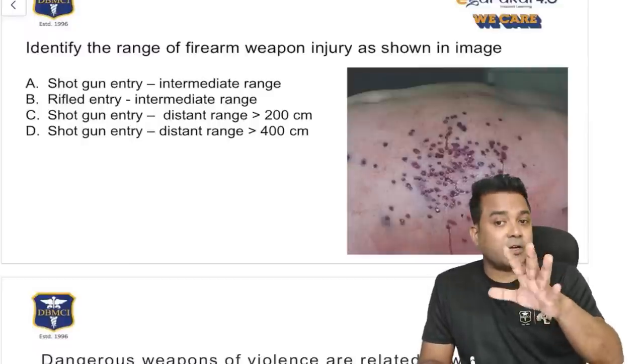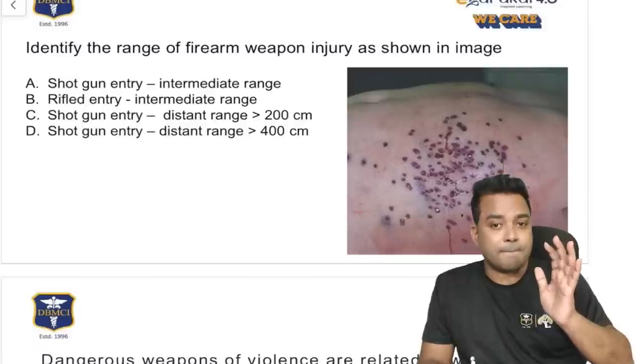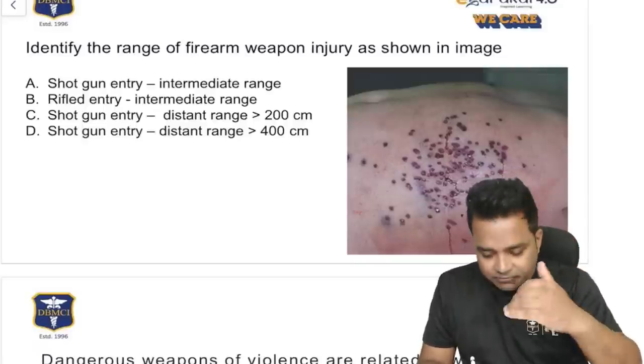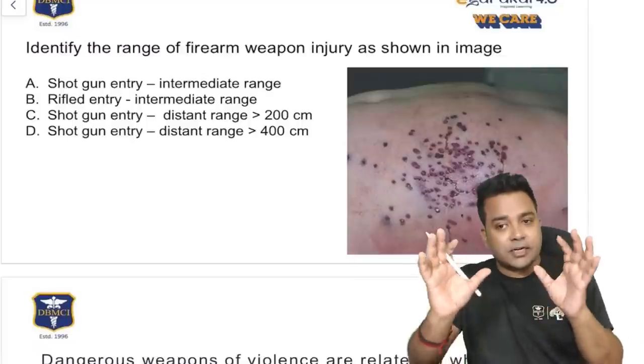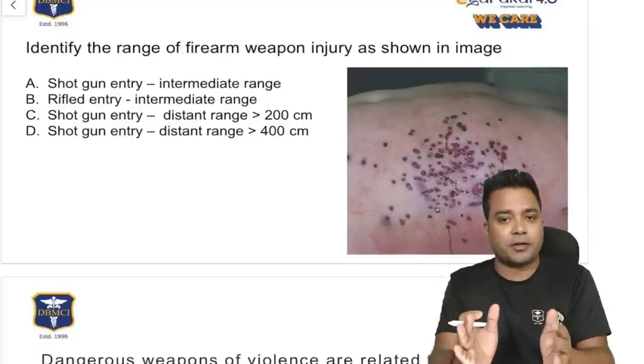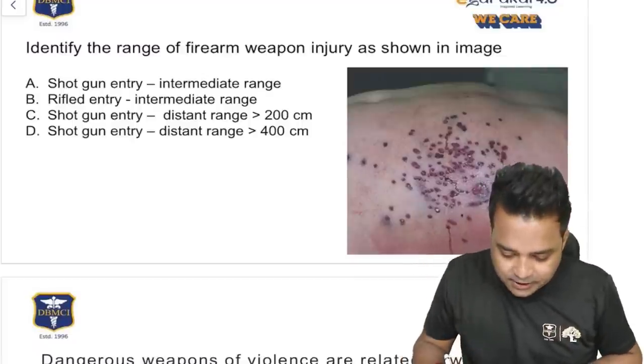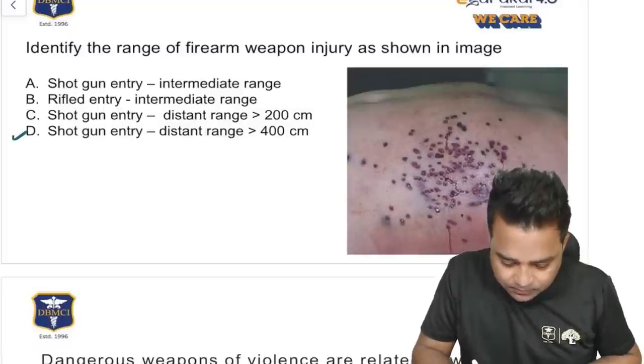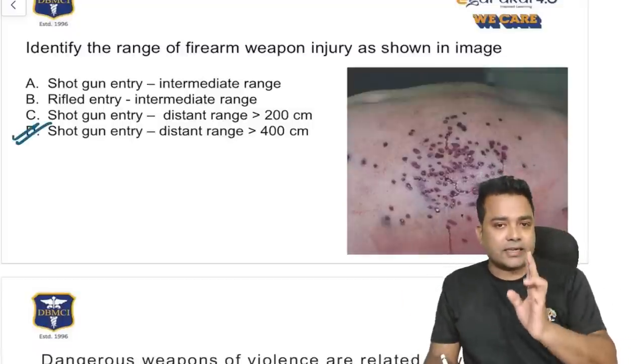Now you should be very confident in such questions. I will tell you the answer first and then we will revise this topic, and you will appreciate that yes, this is a doable topic with 100% speed and accuracy. Here the correct answer goes with this one. Option D is the correct answer.